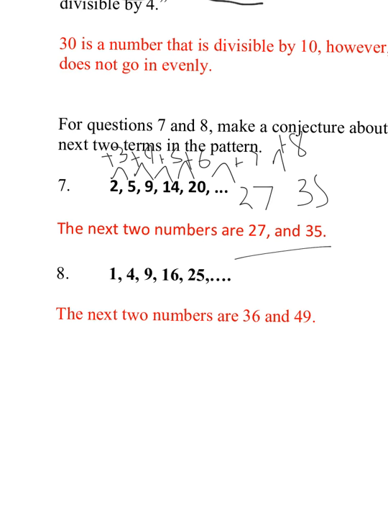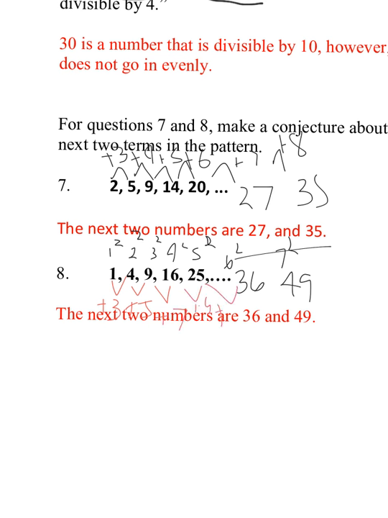The next one, it's either the squares, 1 squared, 2 squared, 3 squared, and so on. So you would get 6 squared, which is 36, 7 squared, which is 49. The other way to look at that is a little more complicated. Plus 3, plus 5, and you're increasing by the next odd number, plus 7, plus 9. So 25 to 36 is 11, 36 to 49 is 13.